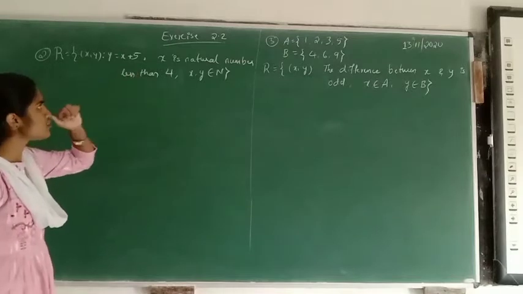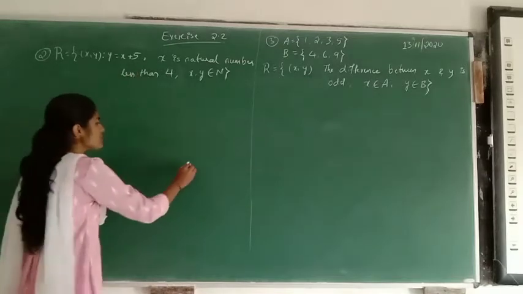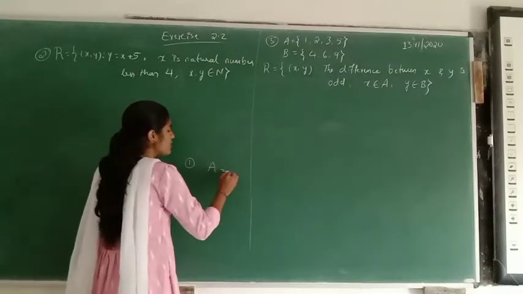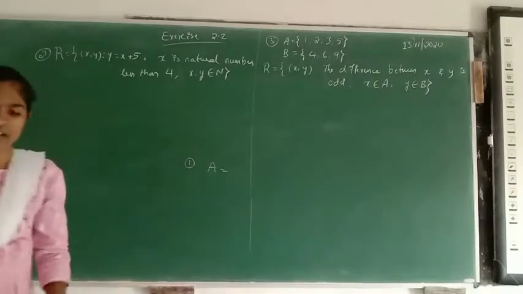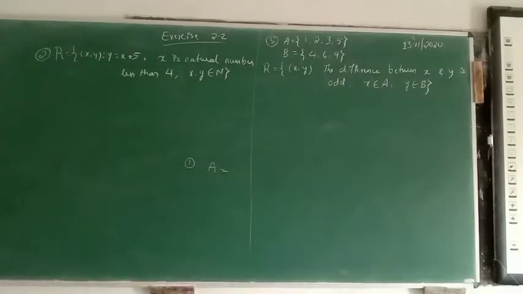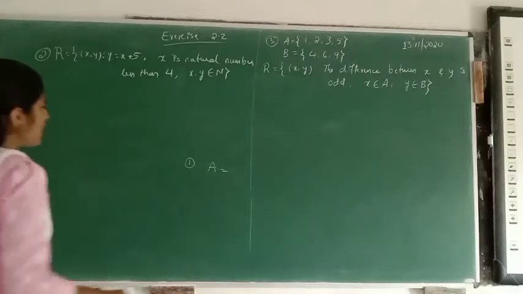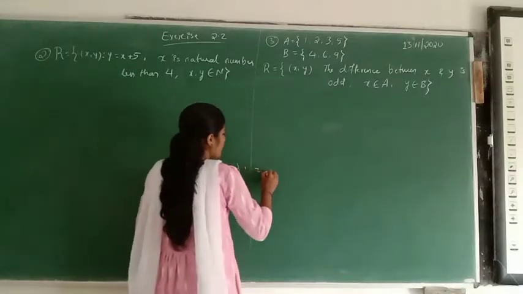That is the exercise 2.2. The first problem is very easy. They have given one set A. We just have to write a Cartesian product, and they have given us set A is equal to 1, 2, 3.